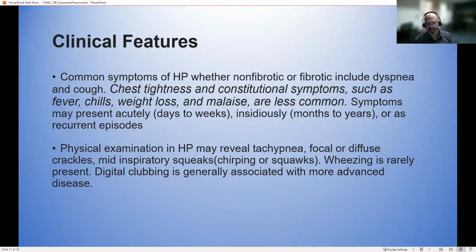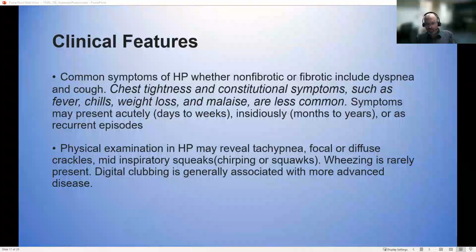Common symptoms in HP are dyspnea and cough. A challenge when working with these patients is that the chest tightness, constitutional symptoms, fever, chills, weight loss, malaise are less common. And symptoms, again, can be varied. They can present acutely, days to weeks, or insidiously, months to years later. Or they could just have recurrent episodes.